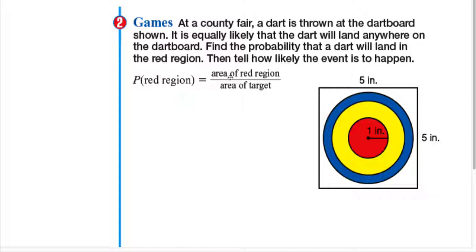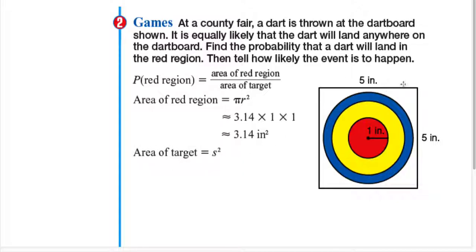First we find the area of the red region, which is a circle. We know that the formula for the area of a circle is pi r squared. We substitute the values for pi and r, which is 3.14 times 1 times 1, because the radius is 1. Radius squared is 1 times 1. You end up with 3.14 square inches as the area of your red region. The target is a square, and the area formula for a square is s squared. Substitute the value for s, which is 5. So this becomes 5 times 5, or 25 square inches.